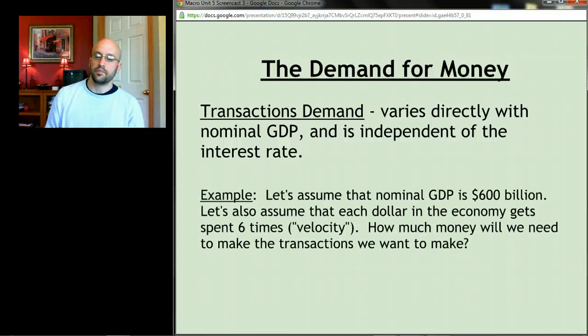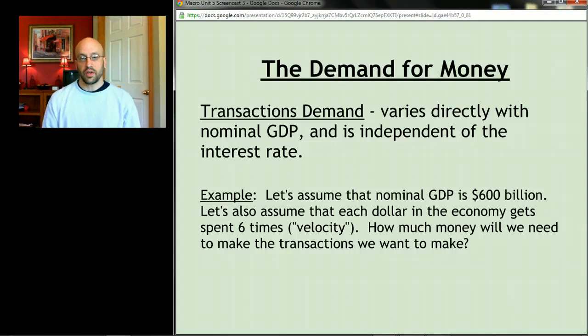So let's take an example. Let's say that nominal GDP is $600 billion. There's $600 billion worth of goods and services to buy in the economy. And let's also say that every dollar gets used 6 times over the course of a year. I spend it at one place, that dollar gets spent by somebody else. We call that velocity, and we're going to come back to that idea of velocity in another unit.